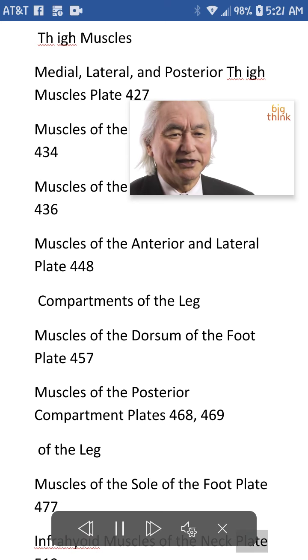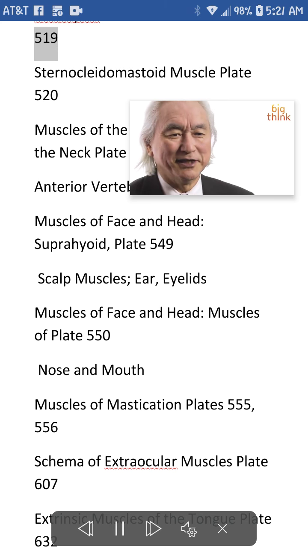Infrahyoid muscles of the neck, plate 519. Sternocleidomastoid muscle, plate 520. Muscles of the posterior triangle of the neck, plate 528. Anterior vertebral muscles, plate 542. Muscles of face and head, suprahyoid, plate 549. Scalp muscles, ear, eyelids. Muscles of face and head, muscles of nose and mouth, plate 550. Muscles of mastication, plates 555, 556.